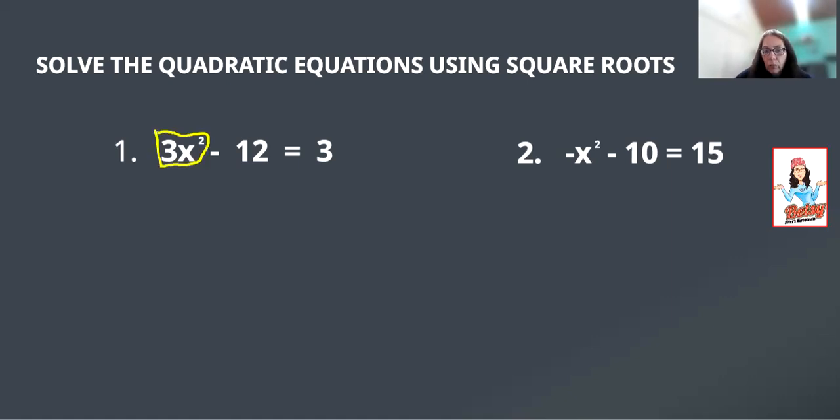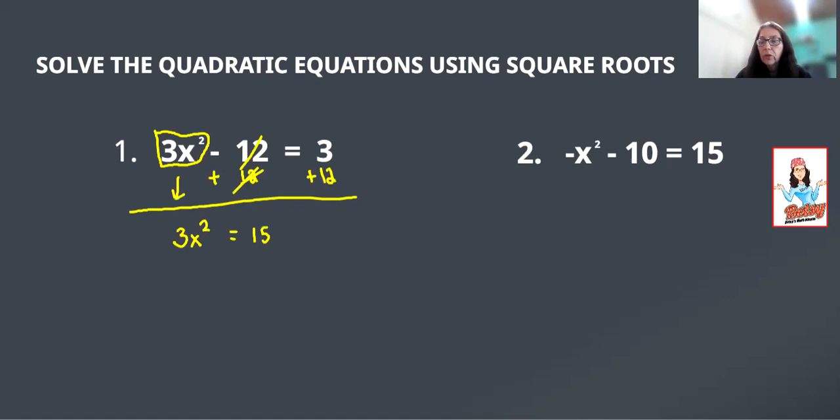Now, I got a minus 12 here. I need to move that to the other side of the equal sign. To do that, you use the opposite sign. It's a minus or negative, so I'm going to add 12 to both sides. Whatever you do to one side, you have to do to the other. So now, when I do that, these cancel. They're gone. I can bring down my 3x squared. 3 plus 12 is 15. Now, I have 3 times x squared equals 15.